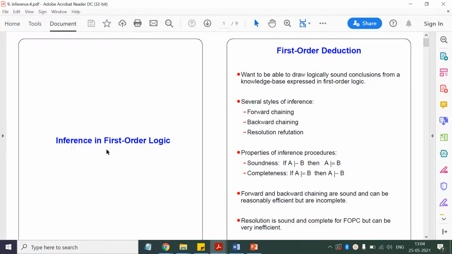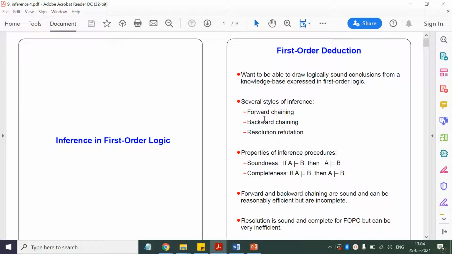And what we do in inference is, by doing inference, we either try to draw a logically sound conclusion, or we want to prove some given fact. Okay, so whether that given fact is derived from the statements which are present in our knowledge base, right? So here by inference we are trying to draw logically sound conclusions from the knowledge base expressed in first order logic. Now here we are going to focus on three inference techniques: forward chaining, backward chaining, and resolution refutation.